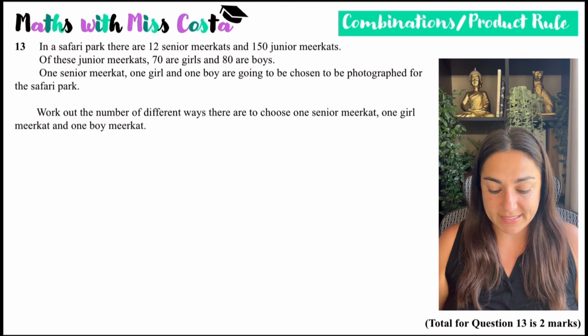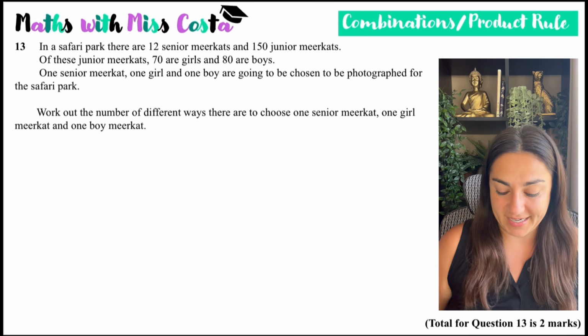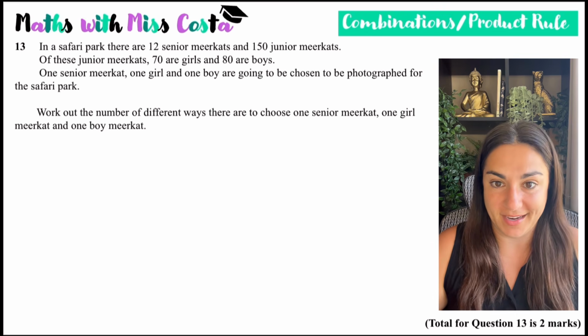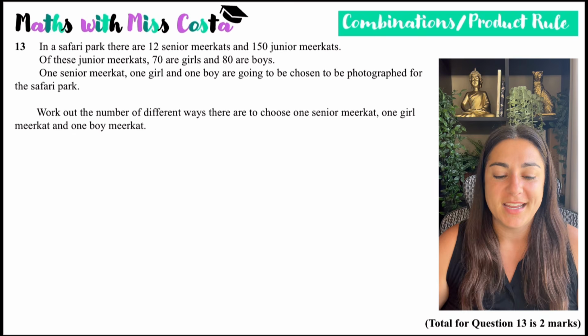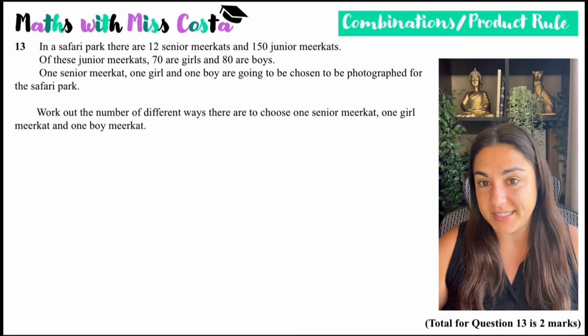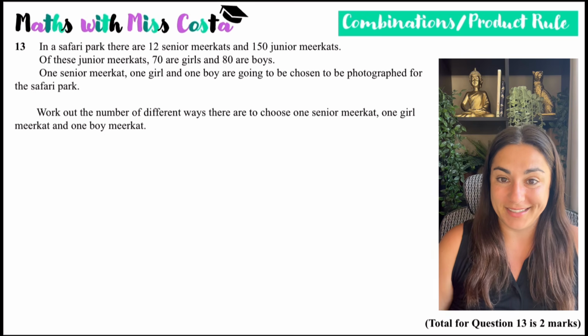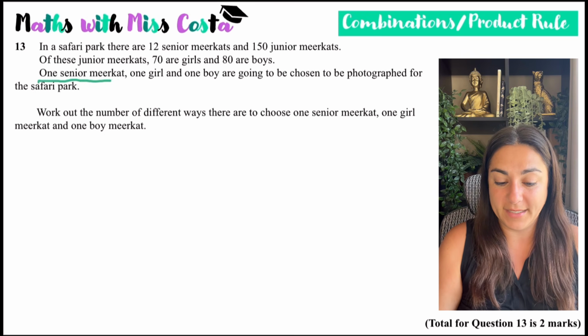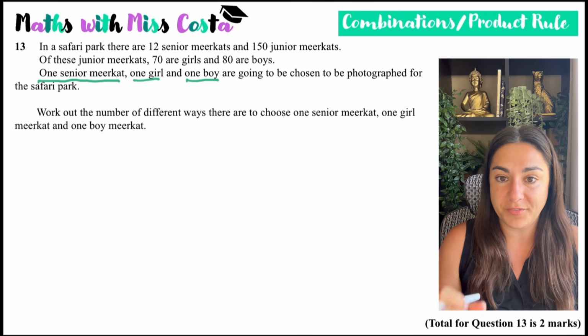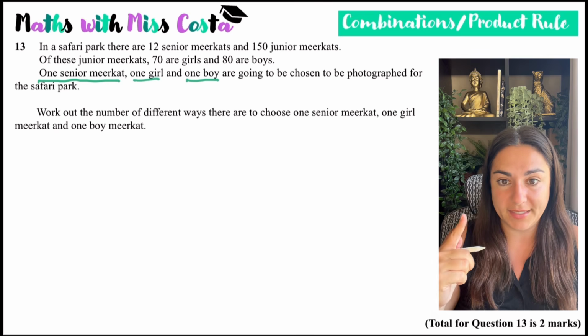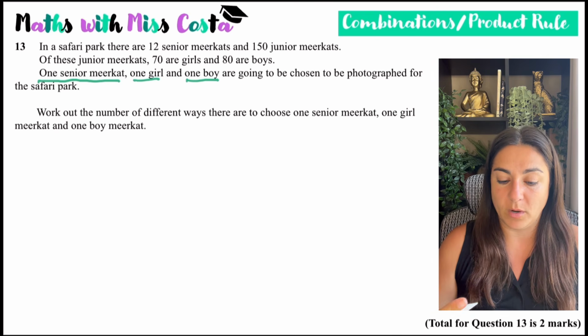Okay, so here I've got a question about a safari park. I'm told that in the safari park there are 12 senior meerkats and 150 junior meerkats, like juvenile children. So of these junior meerkats, 70 are girls and 80 are boys, and they're going to be photographed to represent the safari park. So 1 senior meerkat, 1 girl and 1 boy are going to be chosen.